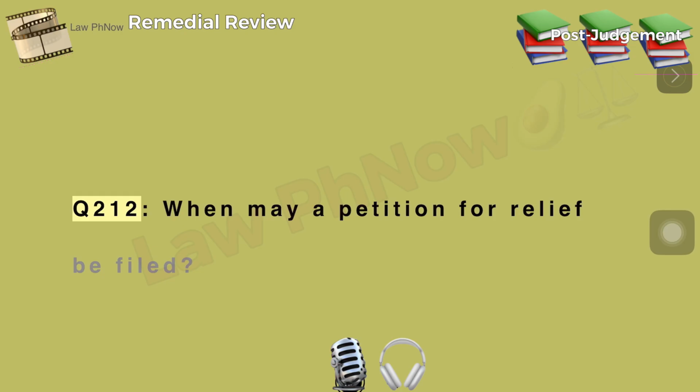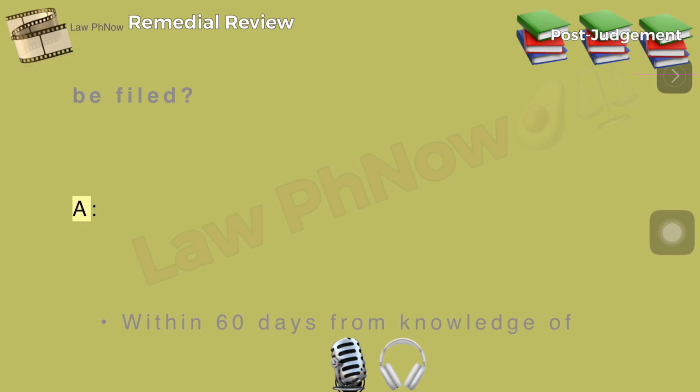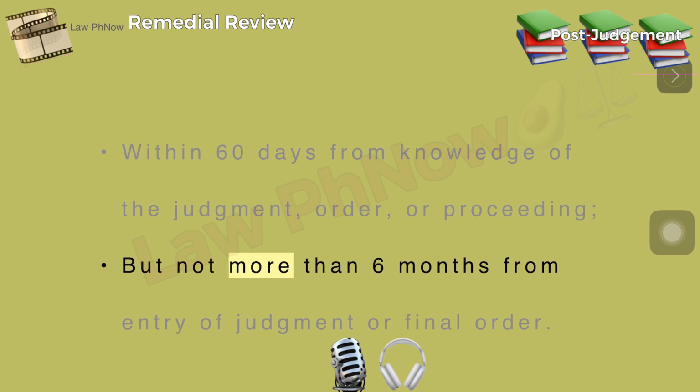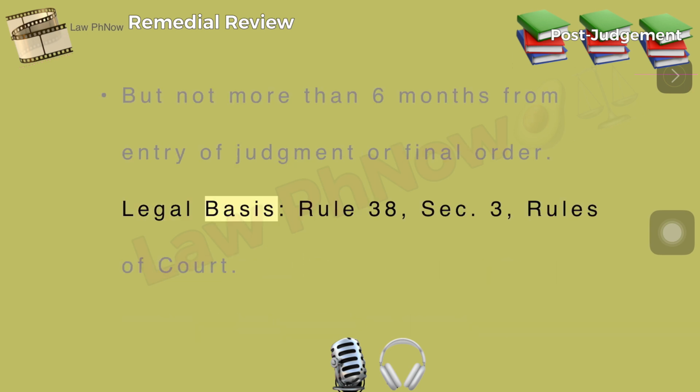Q212. When may a petition for relief be filed? A. Within 60 days from knowledge of the judgment, order, or proceeding, but not more than 6 months from entry of judgment or final order. Legal basis, Rule 38, Section 3, Rules of Court.